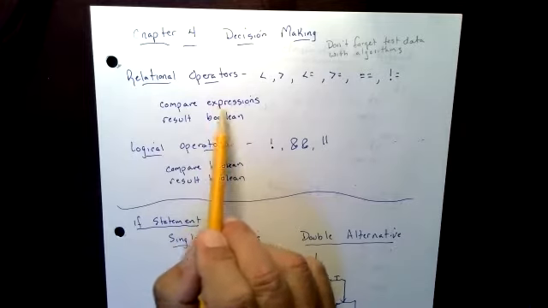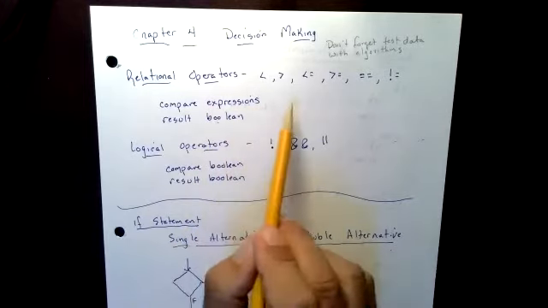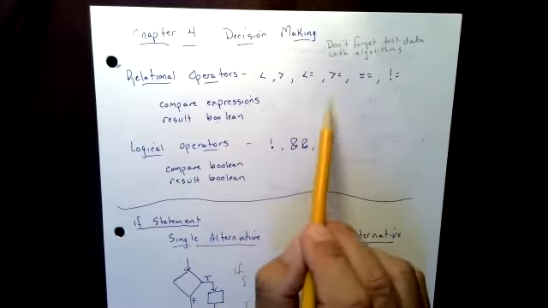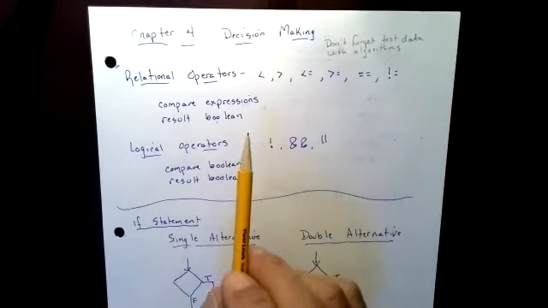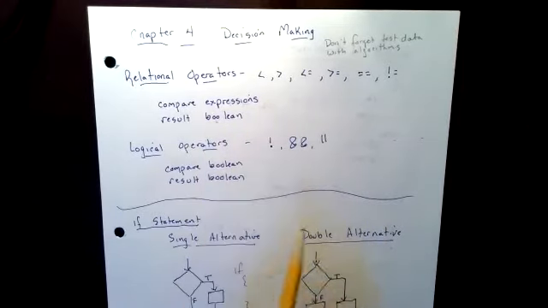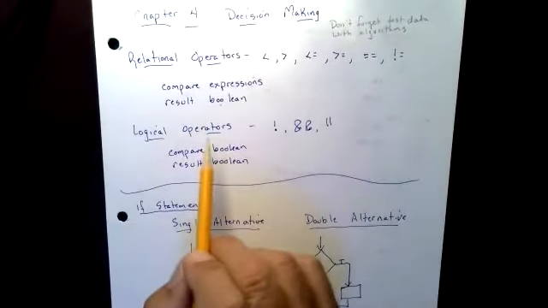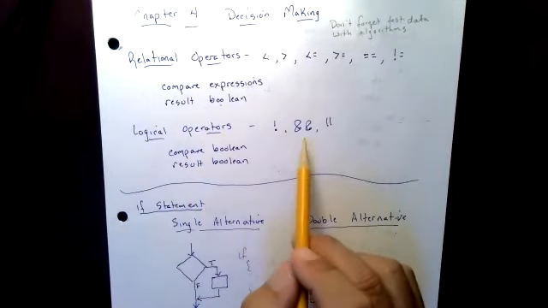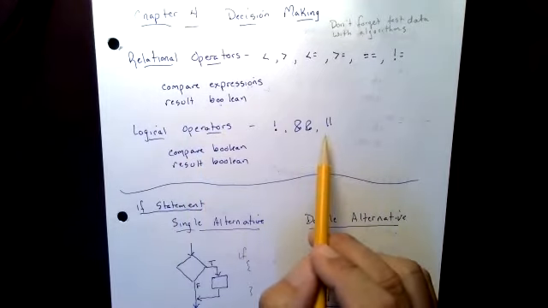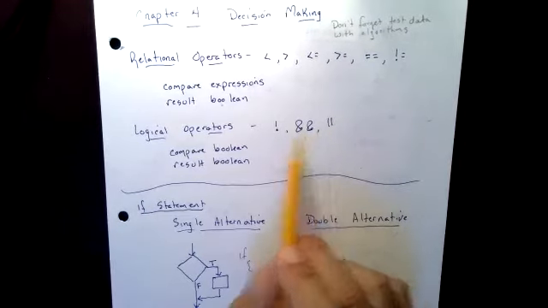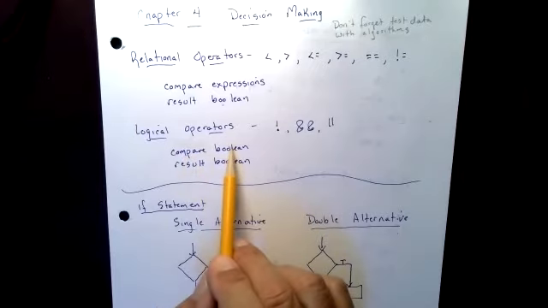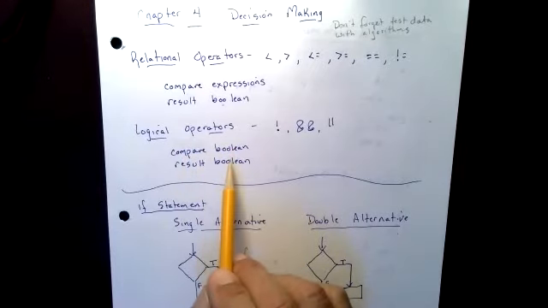Nice and easy. We know what algebra expressions are. X is an expression. 2 times x plus 3 is an expression. There's no equals in it, so it's not an equation. Relational operators compare expressions, and the result is Boolean. Then we had our logical operators: not, and, or, and you talked about truth tables with these. This time we're comparing Booleans and the result is Boolean.